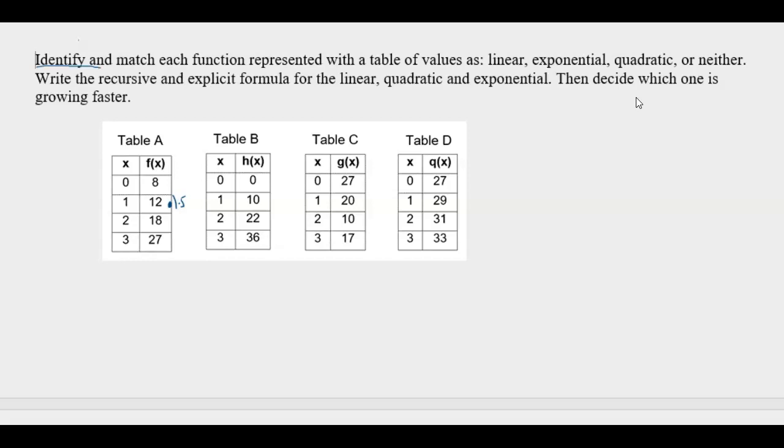So let's see what 12 times 1.5 gives us. 12 times 1.5 is equal to 18. And 18 times 1.5 is equal to 27. So this one right here has a common ratio. You can see it's going by a factor of 1.5. So that's the common ratio. Because you have a common ratio, it is exponential.